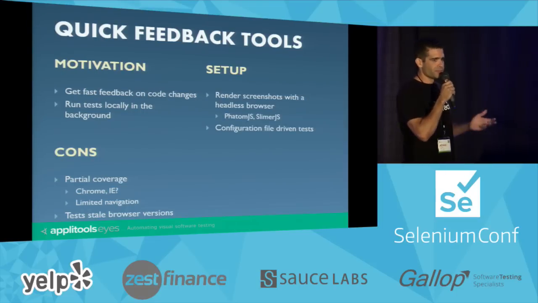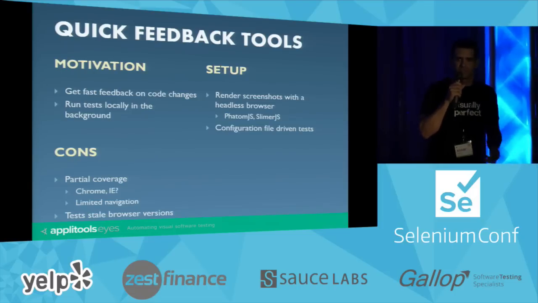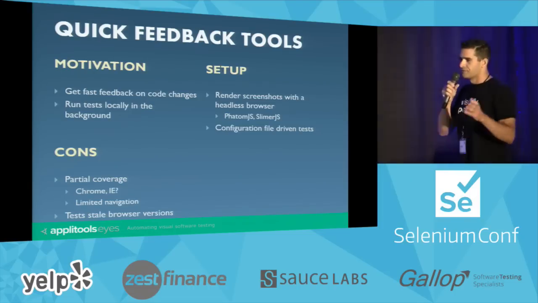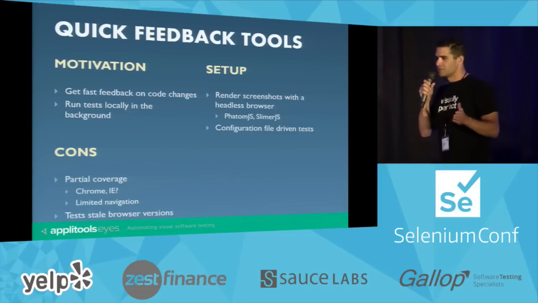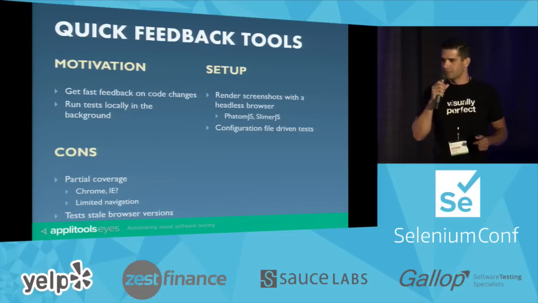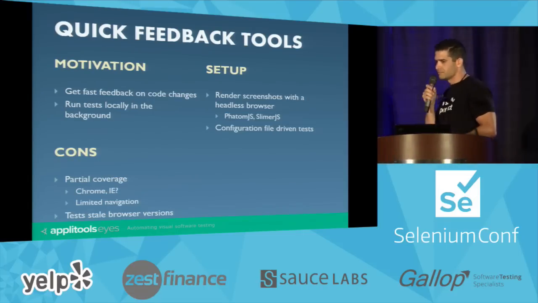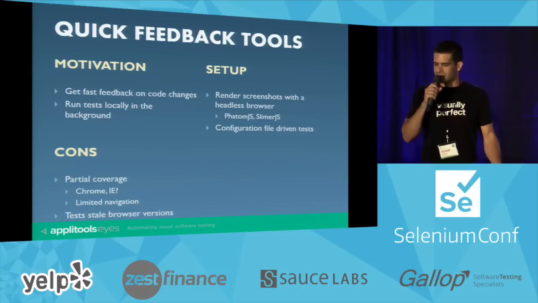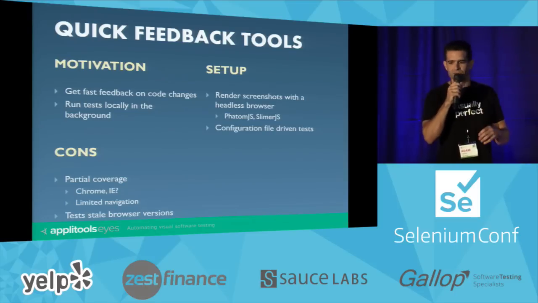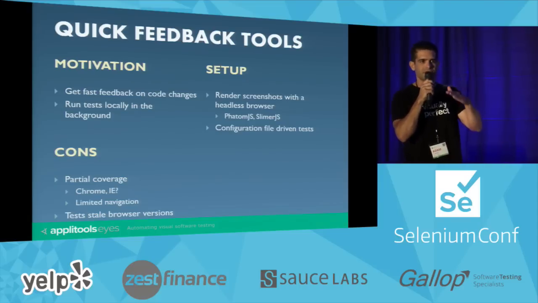Now, there are more than 30 open source and commercial visual test automation tools out there today, and you can roughly group them into two groups. The first group is the quick feedback tools, as we call them, and they share a similar setup where the tool renders the screenshot with a headless browser. Commonly, that would be Phantom.js and Slimer.js. And the test itself will normally be based on a configuration file that specifies URLs to check.